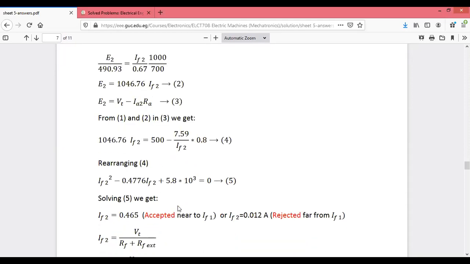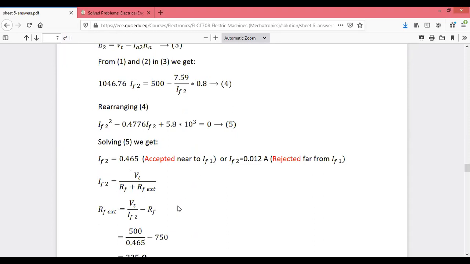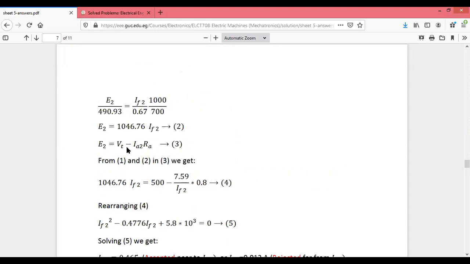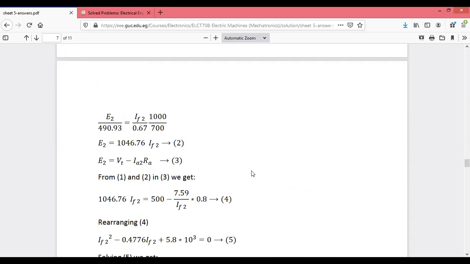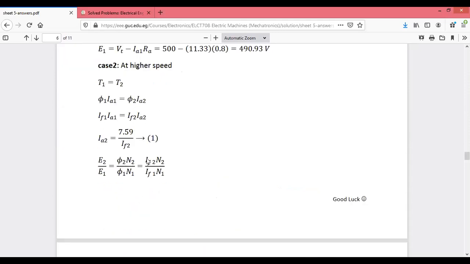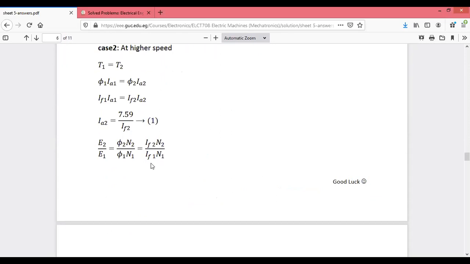And when you get the value for IF2 and put it in these equations, we already knew n2, n1, IF1, and E1. What we are doing here is writing the E2 equation in the form of IF2. So our whole equation will become for IF2, and you will get the value of the field current for the higher speed.